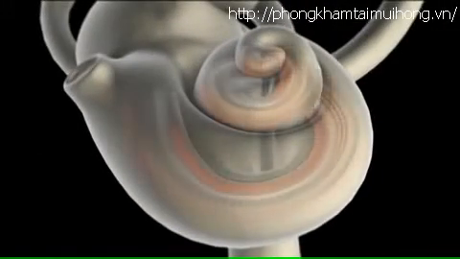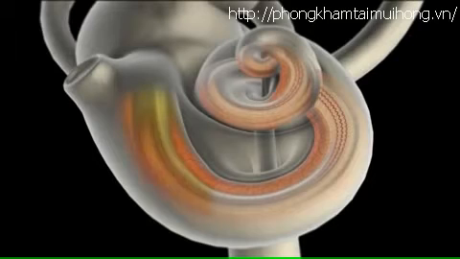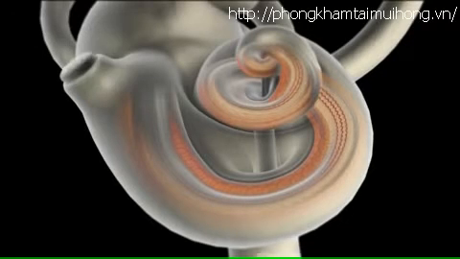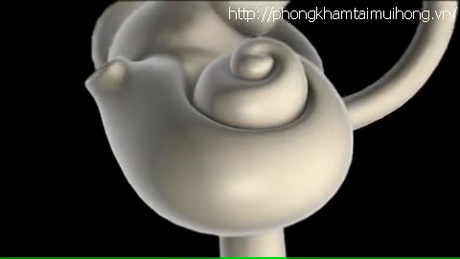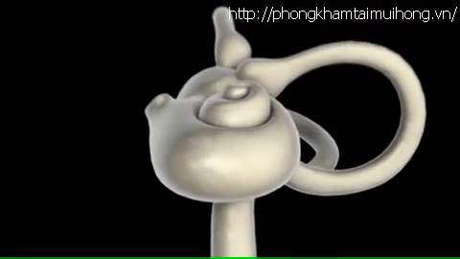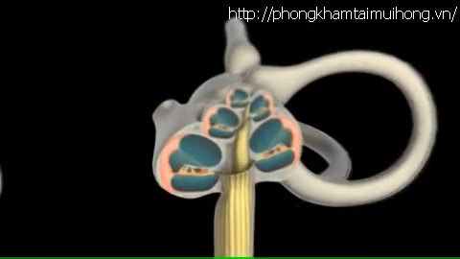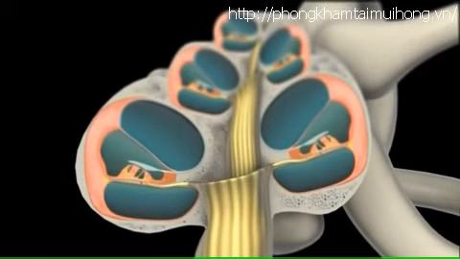High frequencies are encoded at the base, and low frequencies at the apex. It is this property that leads to the tonotopic map along the basilar membrane. The manner in which the basilar membrane vibrates in response to sound is the key to understanding cochlear function.